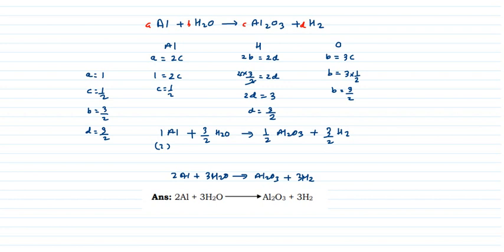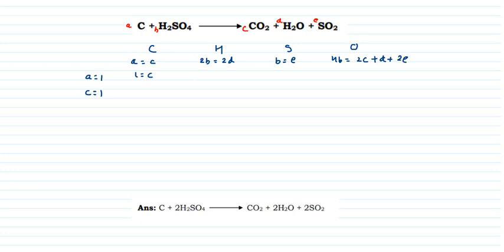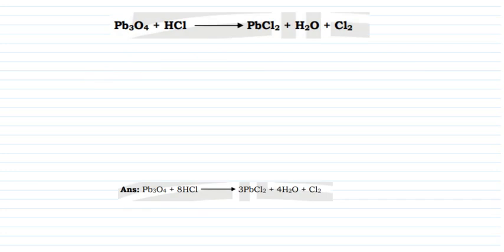See, 2Al, 2Al, then there is no denominator except 2 only, so you don't require multiplication here. So 3H2O as it is, then 1 Al2O3, that means Al2O3, then 3H2. So this is how you can solve. What else do we have? Let's see this one.